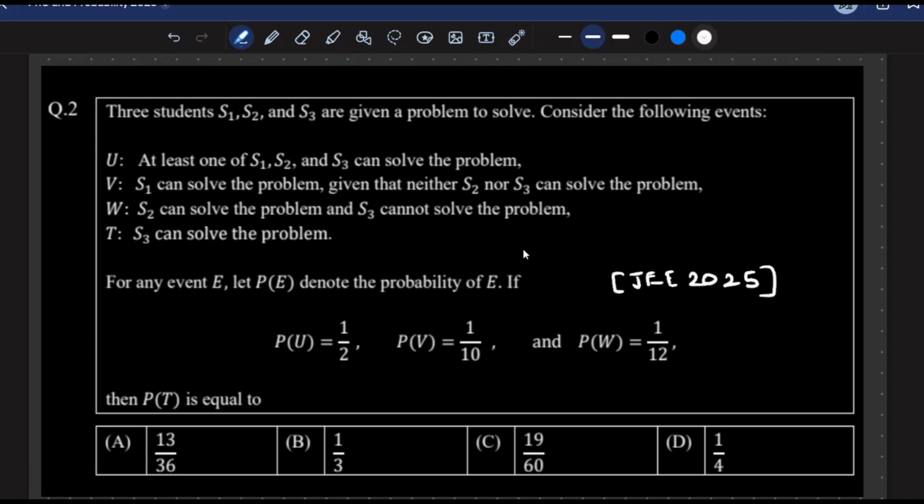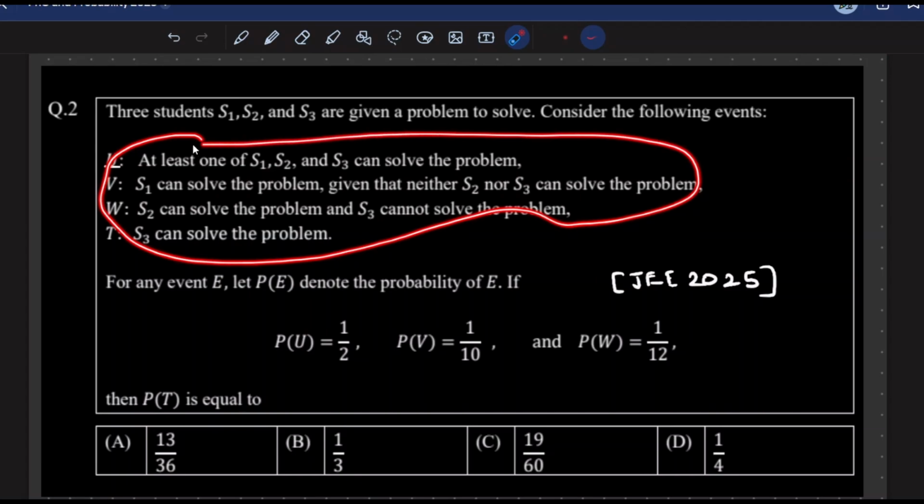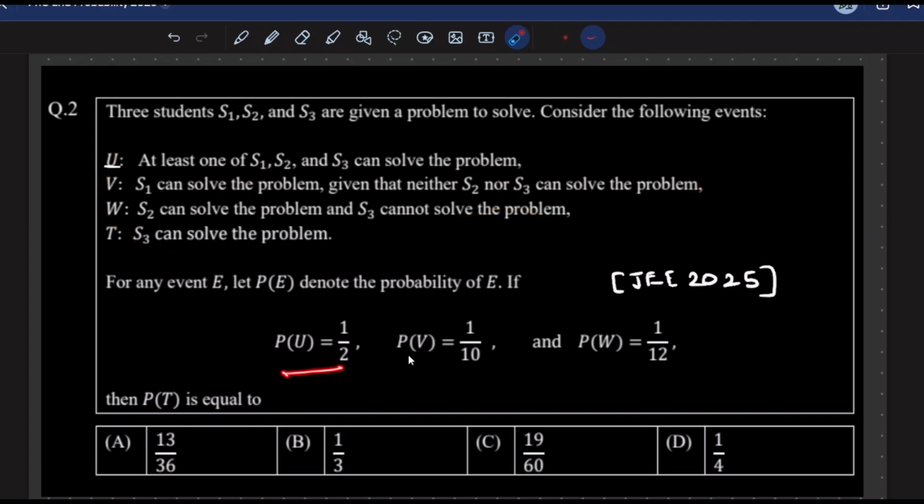Okay, so the first problem is from probability. We have been given certain data. Four events U, V, W and T are defined as shown in the figure. You can take a look at them. And the probability of U is given, the probability of V is given, the probability of W is given, and we need to calculate the probability of T.